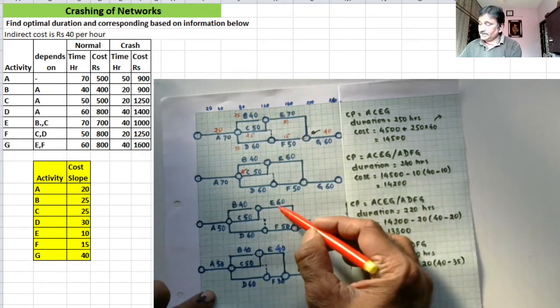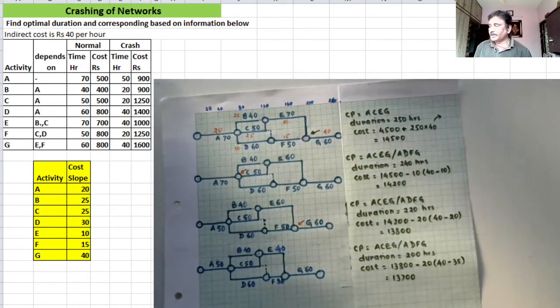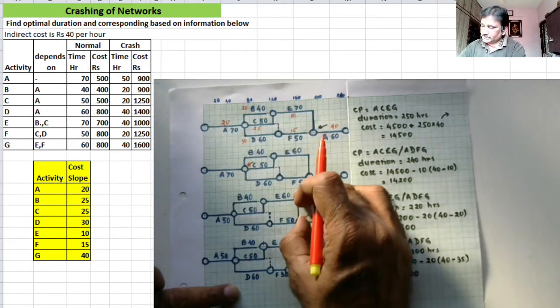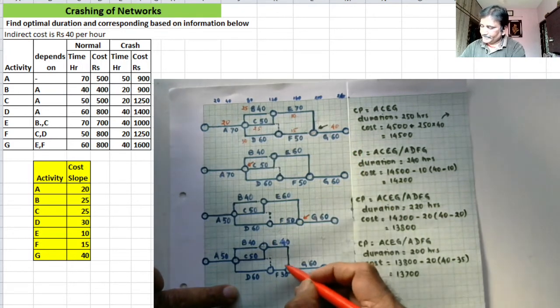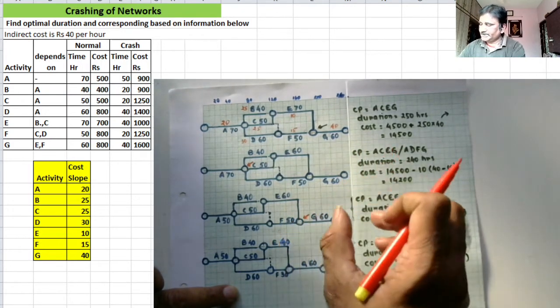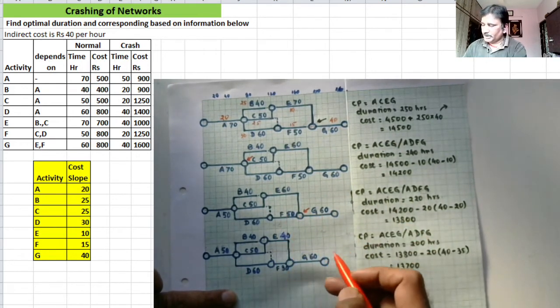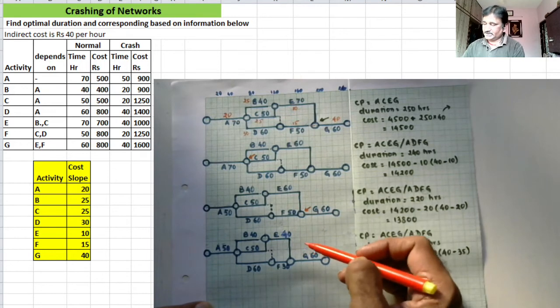Now, E can be compressed till 40 hours, not more than that. So F also will be compressed to 30, not to 20 right now. So I am saving 20 hours once again. What I am doing is compressing this node to this point. And this activity will come here because it is attached to this node. So in the network, you have accommodated a 20 hour reduction, right?